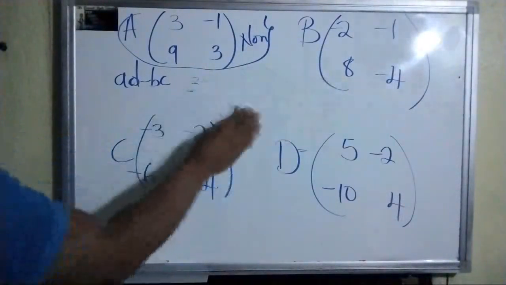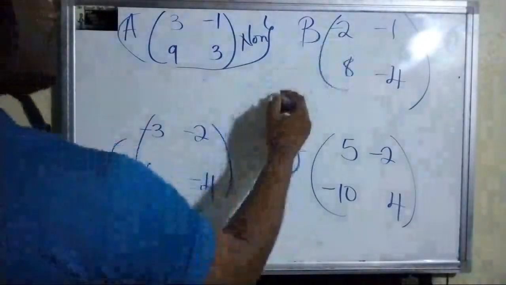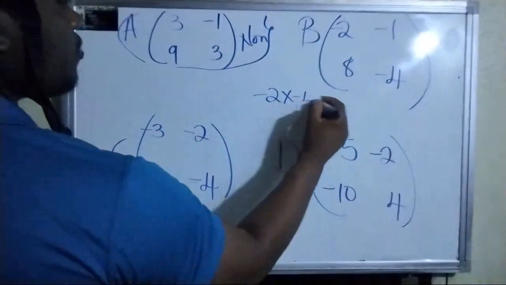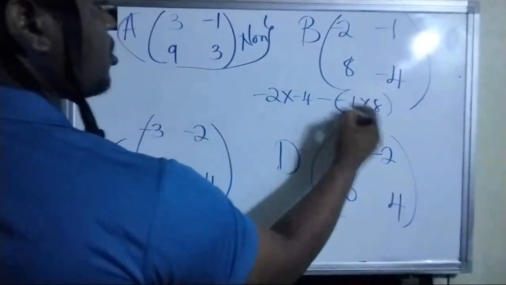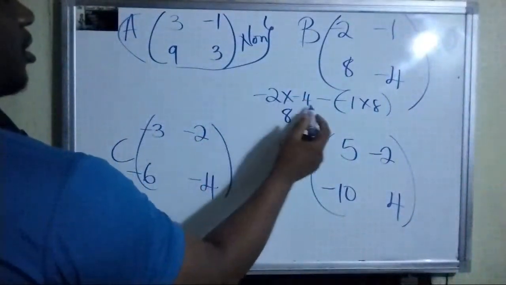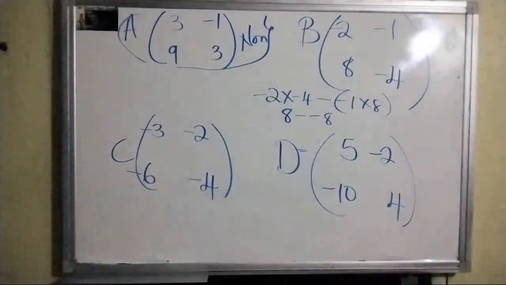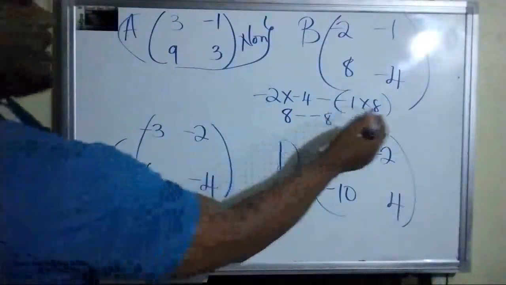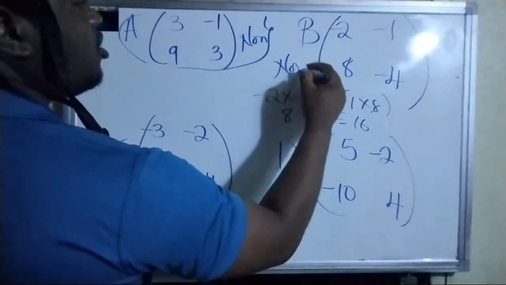Let us look at B now. Remember it's AD minus BC. So negative 2 times negative 4 minus 1 times 8. This can be real tricky now, guys. Alright, so we have 8, negative and negative, and we have minus 8. Whoa! But these are non-singular and non-singular, because negative 1 times 8, so 8 plus 8, that is 16. So this is non-singular.